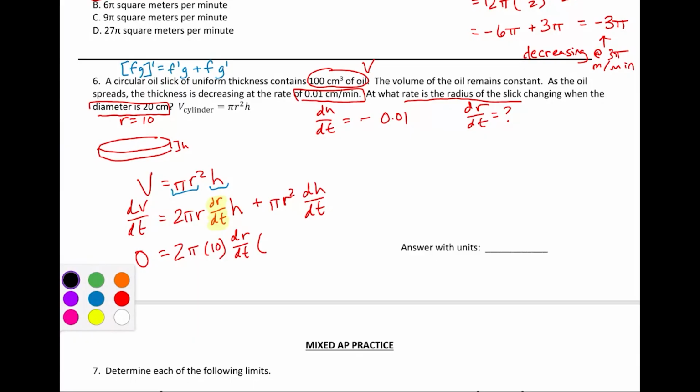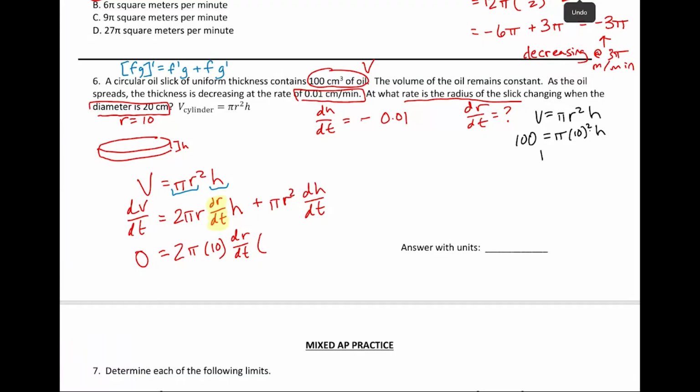So over here to the side, I'll do a little scratch work. If the volume is pi r squared times the height, what we need is the height. We know the volume is 100 cubic centimeters of oil. The radius at that time is 10. So that should give us the height. Oops, that should not be equals the height, but times the height. So 10 squared is 100. So if we divide both sides by 100, we get 1 equals pi times the height. So the height is 1 divided by pi.